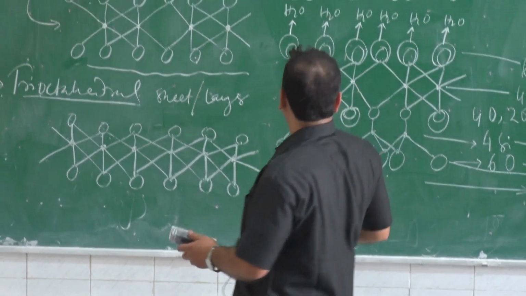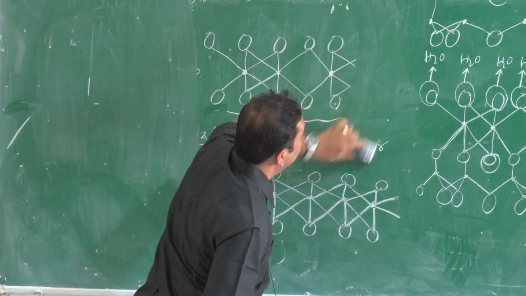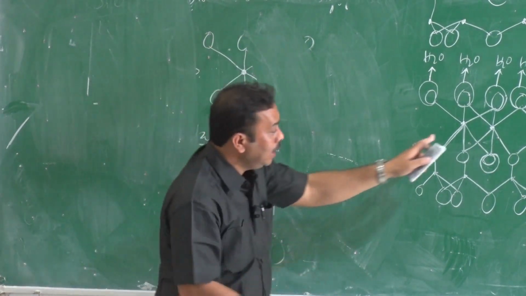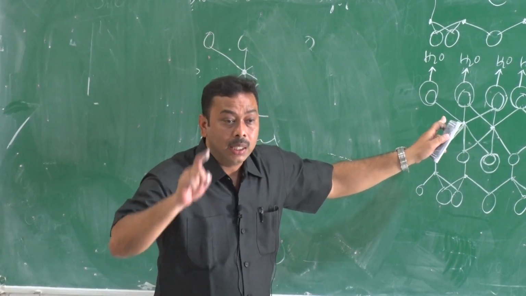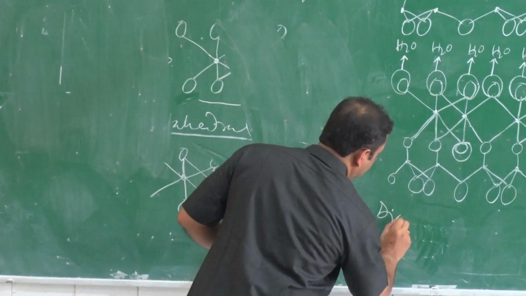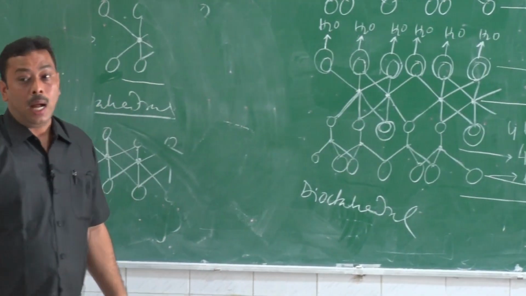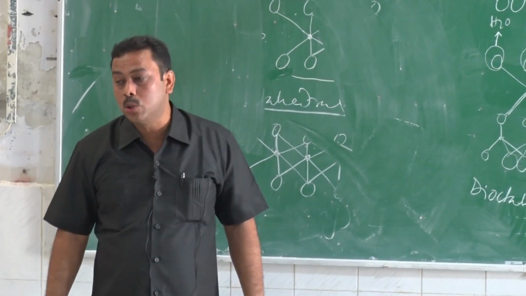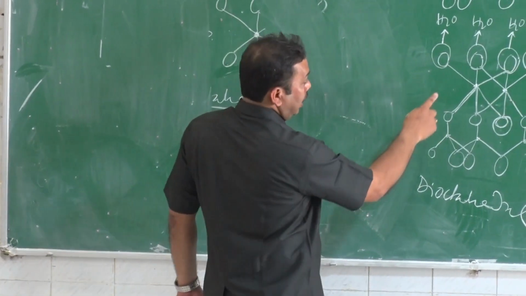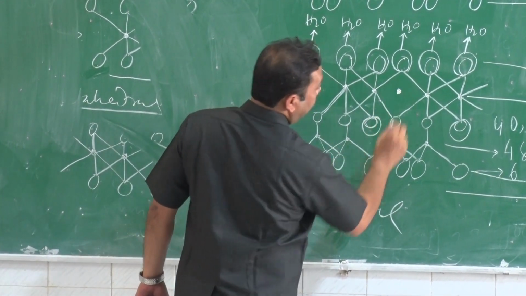Let me draw the next one. This is the basic. Now you got this is what then? This is 1:1 dioctahedral. This is 1:1 dioctahedral layer silicate. If I wish to draw a 1:1 trioctahedral layer silicate, then I should do what? This should be this. There should not be any gap.